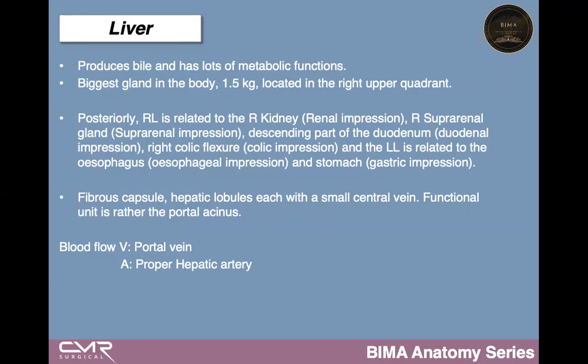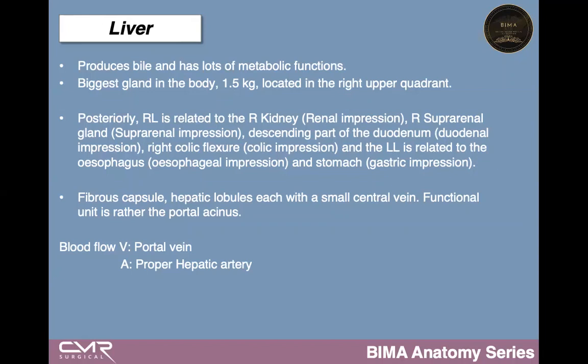It's also made up of quite a thick fibrous capsule, and within those fibrous capsules, you've got hepatic lobules, which are the actual functional, well, they're not really the functional units, but everyone thinks that they're the functional units, and they're encapsulated with a small central vein, which is a branch of the big hepatic vein. And the functional unit is actually the portal acinus on a histological scale, but everyone always says hepatocytes, which is sort of right, but it's not really right.